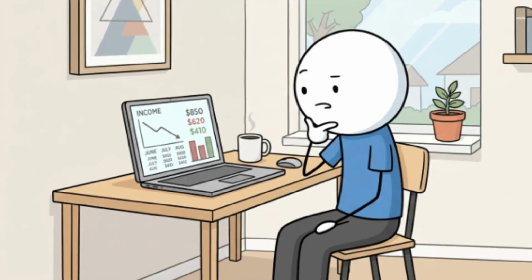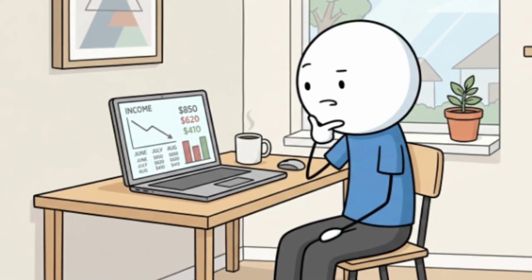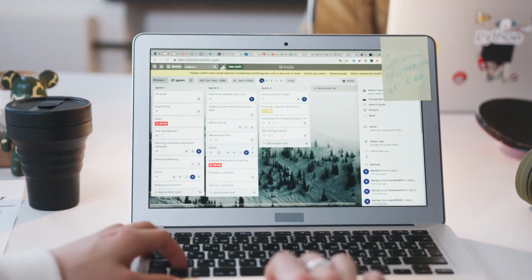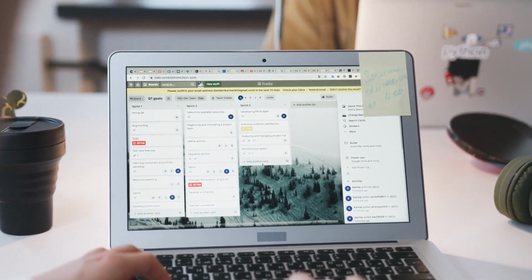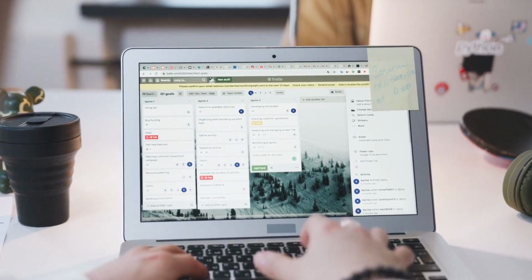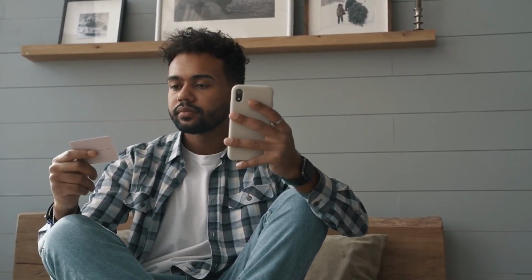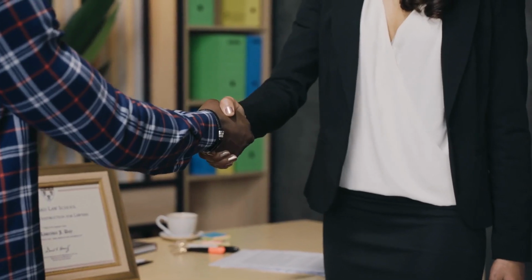So is Fieldwire expensive in 2026? It depends on your project size. For small crews, it is usually affordable and highly practical. For larger companies, the cost increases, but so does the coordination value across multiple job sites.